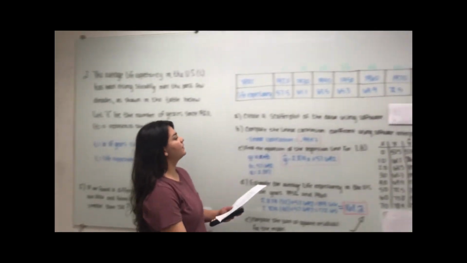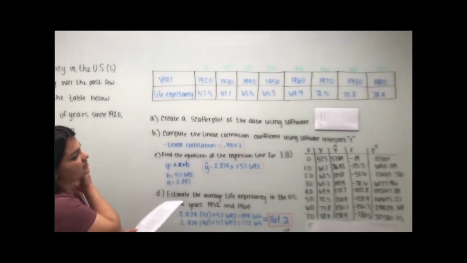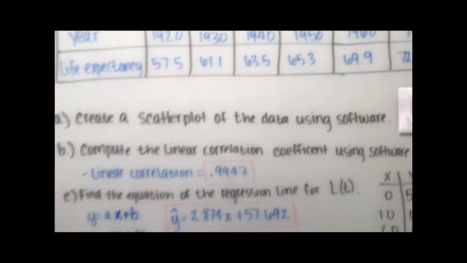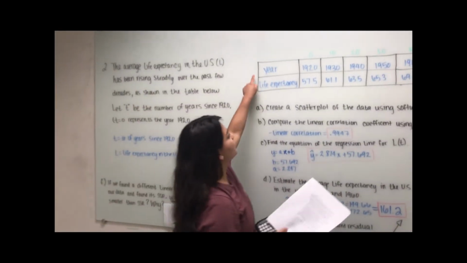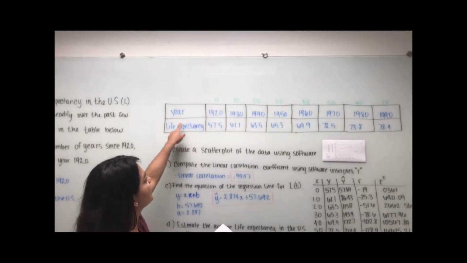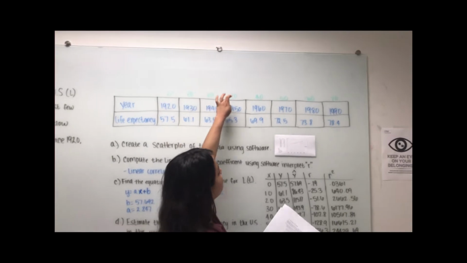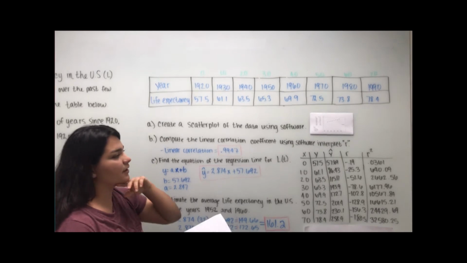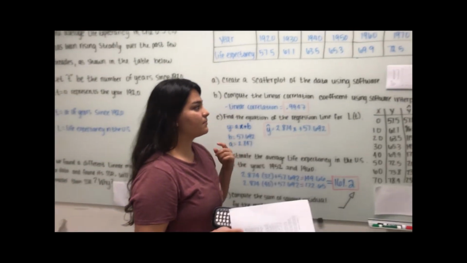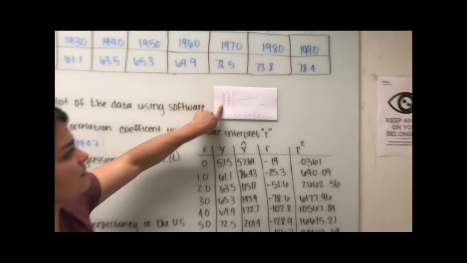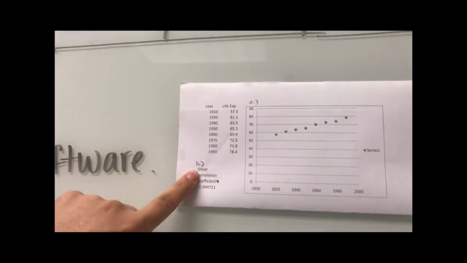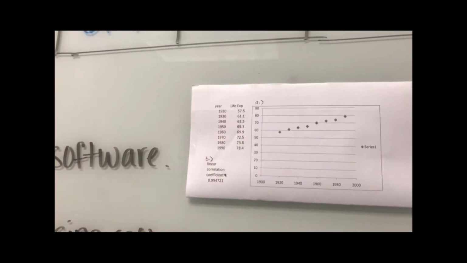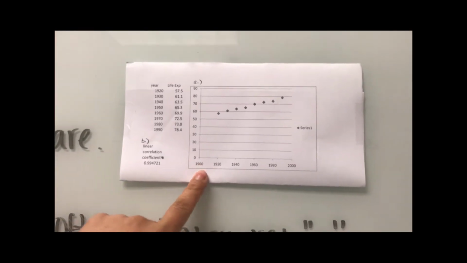In letter A, it said to create a scatter plot of the data using software. First, I had to make a table. I put the year and then the life expectancy. From 1920, it would be 0, 10, 20, 30, 40, 50, 60, 70 years. I used Excel and input 0 through 70 and the life expectancy, and I just chose a scatter plot and it gave me this graph.